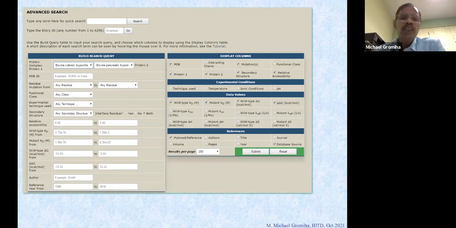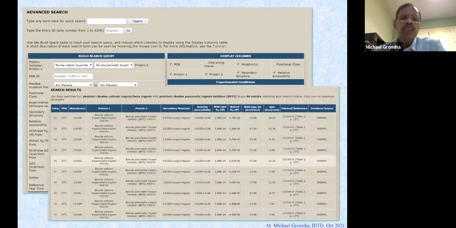So this is an example. If you see the PDB ID, and this is our mutation. This is protein 1 and protein 2, and this is the secondary structure and the ASA. And we have the mutation KD and wild type KD. This is the difference, and we have the delta G, delta delta G. And here you can see this is the PMID, in Table 1, page 177. You can get this number. This is what we gave here.